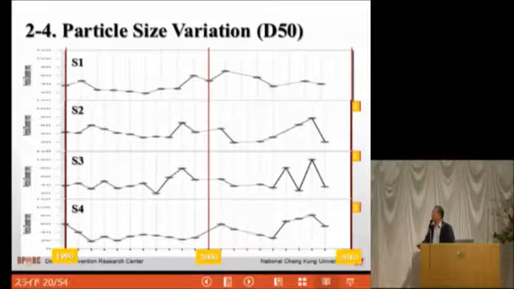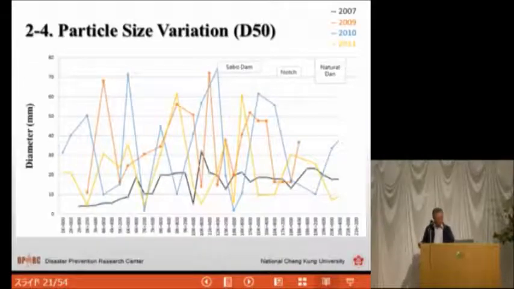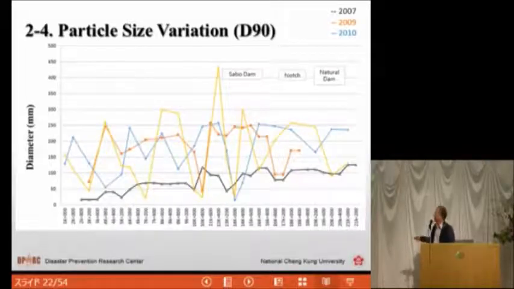Its particle size variation in the upstream, you can see, when the riverbed deposits it becomes finer. When the riverbed erodes, then it becomes coarser, in the upstream. But in the downstream, this process has some time lag with the upstream one. The coarser D90 also has such a tendency.